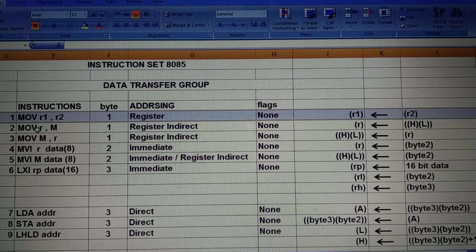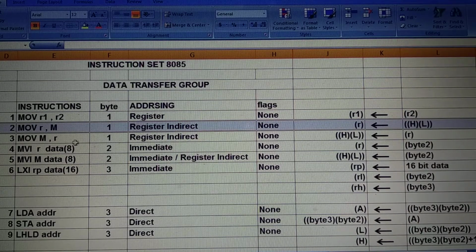Second, MOV R, M. Transfer the data from memory to register R. The letter M is there, and the number in the HL register pair represents the memory. When a register pair represents the memory, the addressing mode is register indirect, and here the format is given.